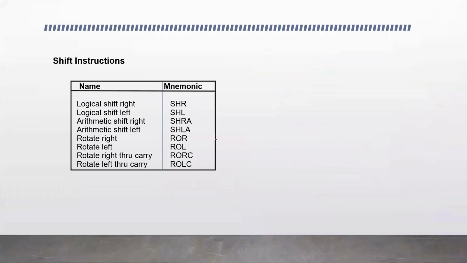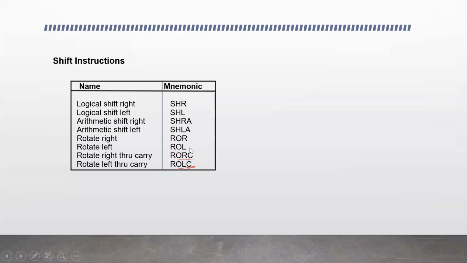And the next type of data manipulation instructions are shift instructions. The operations that can be performed are logical shift right, logical shift left, and arithmetic shift right. The mnemonic used is SHRA for arithmetic shift right, whereas for logical shift right it is SHR. Arithmetic shift left is SHLA, rotate right is ROR, and rotate left is ROL. When carry is included, the operation is rotate right through carry, RORC, and ROLC, rotate left through carry. These are all the mnemonics used for performing these shift operations.